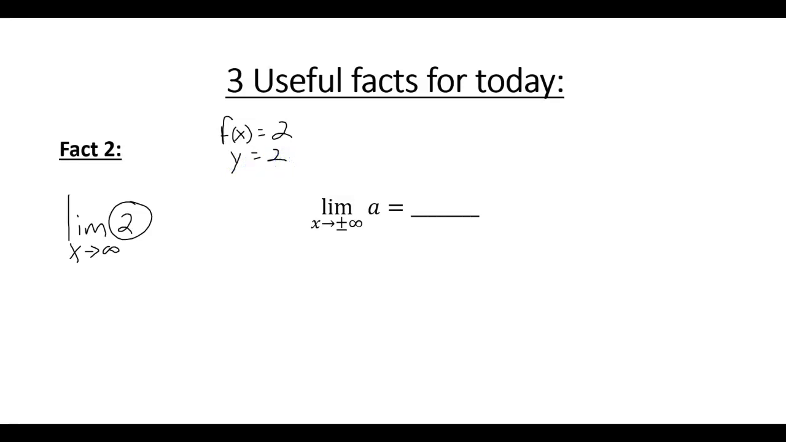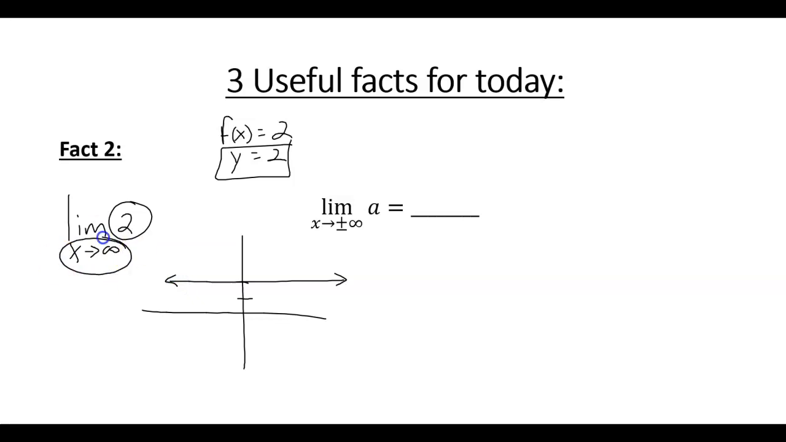Now, let's think back to Unit 1, graphing linear functions. Do you guys remember what this graph looks like? What the graph of y equals 2 looks like? It looks like this. It's just a flat line. So you tell me, at the far right of my function, what would the y value be? No matter how far out to the right you go, the y value is always going to be 2. And so the answer is 2.